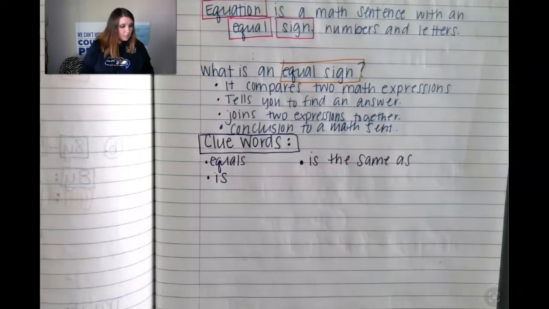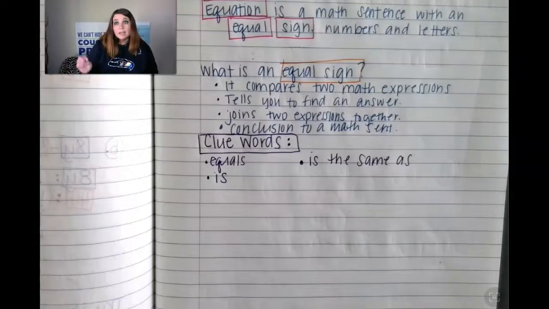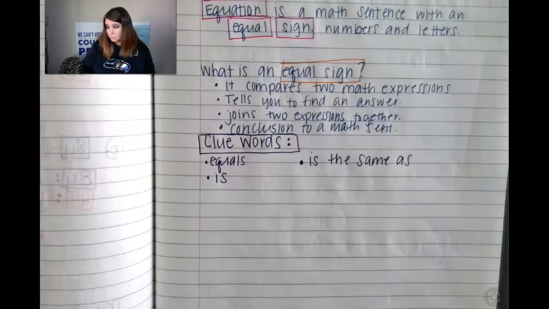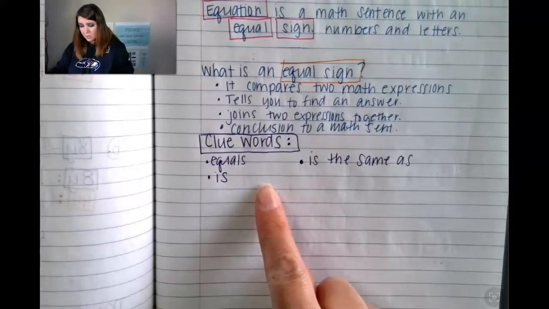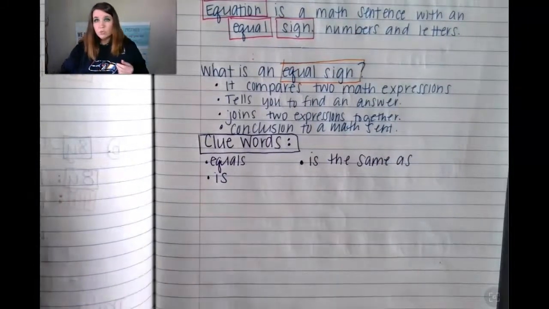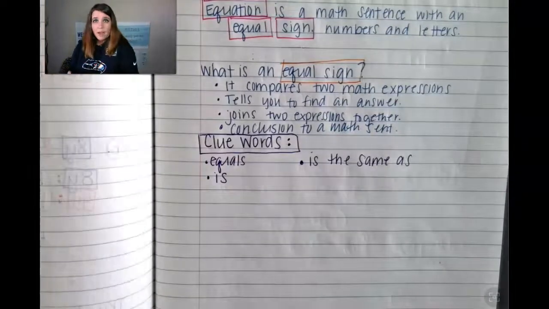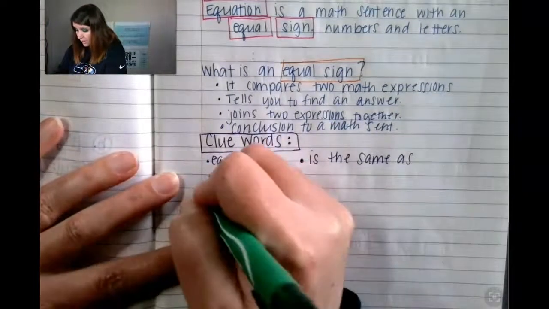Okay, so let's look at what this means. Last chapter, you had to write expressions. Now you're going to be writing equations. So here's what an algebraic equation is. But how do you write an equation? How do we write an equation?